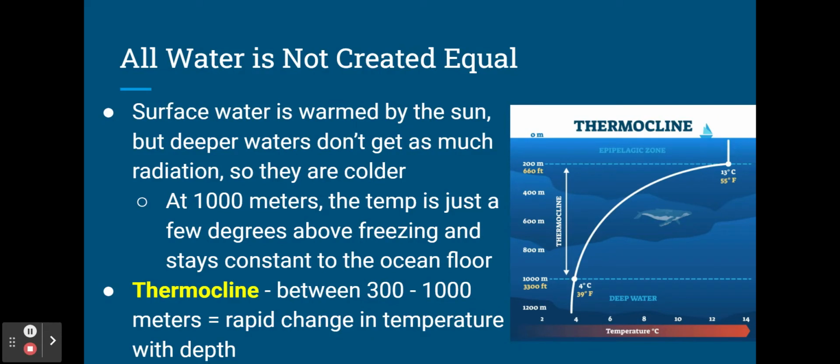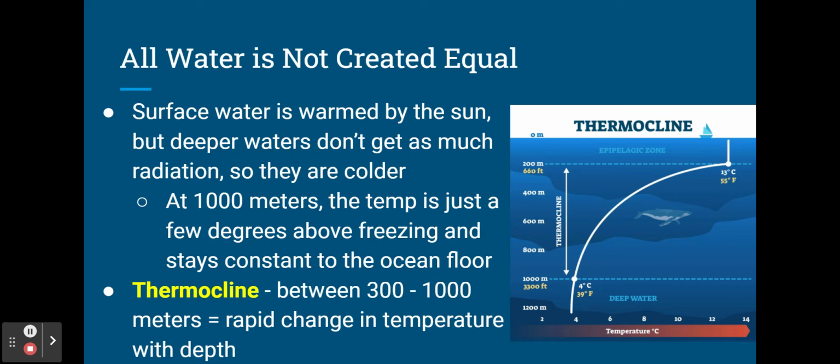Surface water is warmed by the sun, but deeper waters don't get as much radiation, so they're colder. At 1,000 meters, the temperature is just a few degrees above freezing and stays constant to the ocean floor. That's 1,000 meters below sea level. Sorry, I should have said that. So once you get to 1,000 meters and below, it's just cold and it stays constant all the way to the ocean floor.